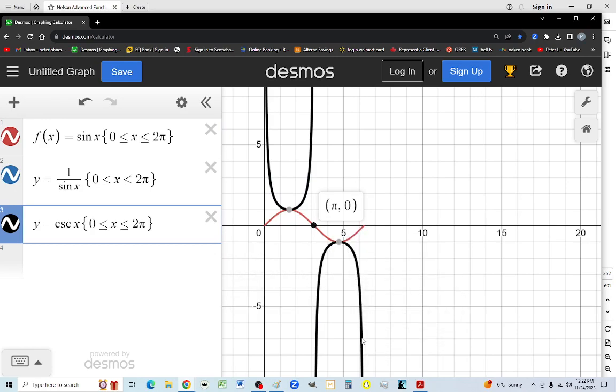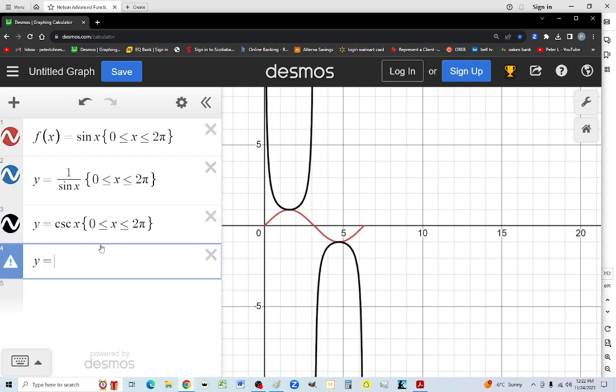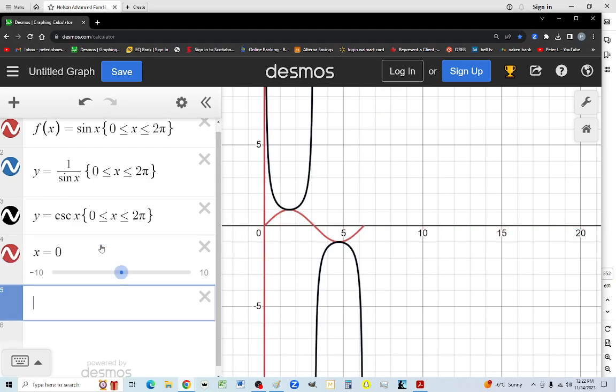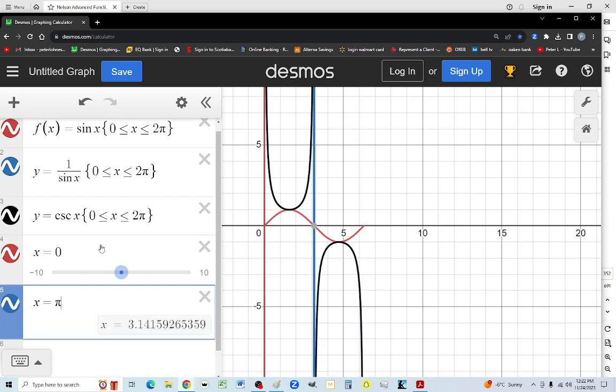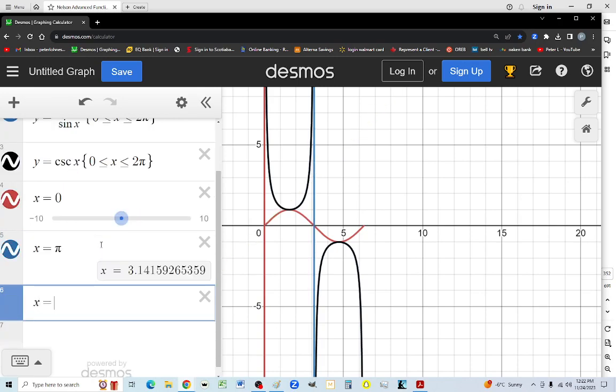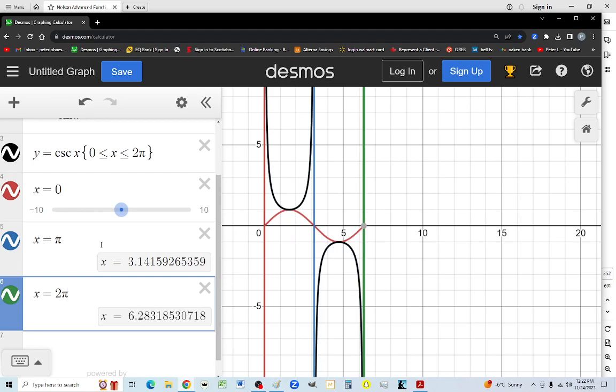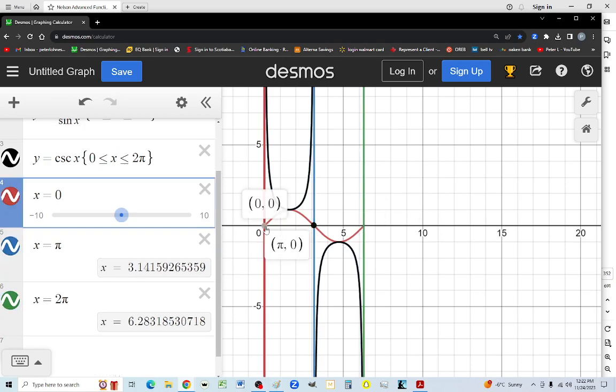and then separate again. Also notice that cosecant has an asymptote at 0 degrees, x is equal to 0. It has an asymptote at x is equal to pi, and it has an asymptote at x is equal to 2 pi. And that is because on the sine curve, those are the values where y is 0, and 1 over 0 cannot exist. So you have an asymptote for the cosecant curve.